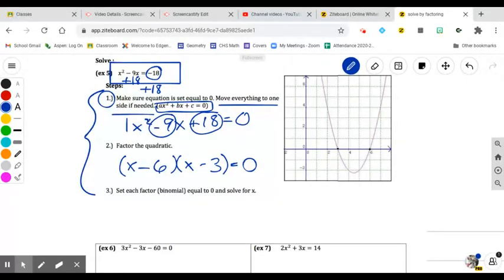Each factor is each binomial. Like this is one factor, aka binomial. That's the other factor, binomial. So you're going to set each individual one equal to 0 and solve for x.